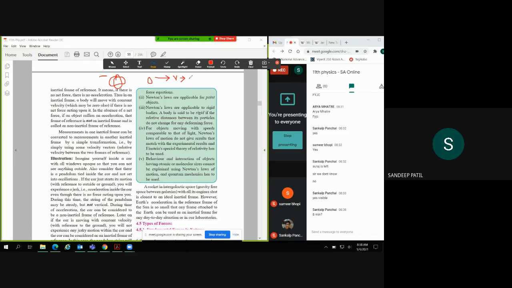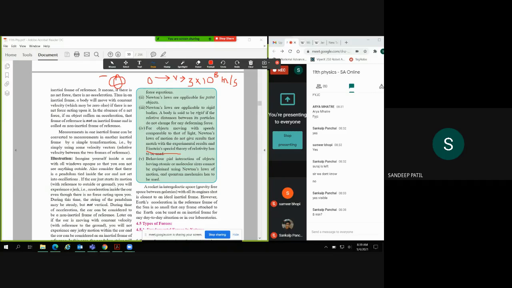Anyone has an idea about what the speed of light is? It's 10 raised to 8 meters per second. I do not remember the exact value, but it is around the same value. It is so fast. If a body is moving at such a high speed, then we can't use Newton's law of motion. We may have to use Einstein's special theory of relativity.